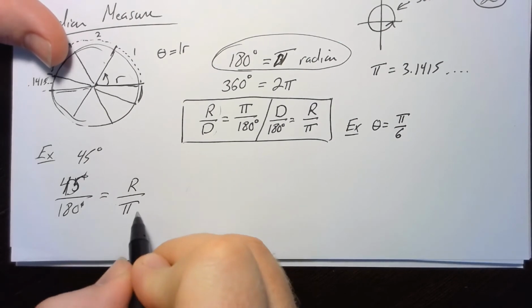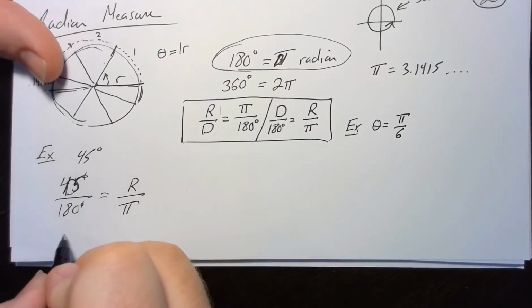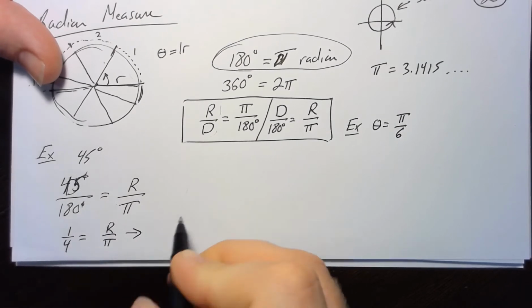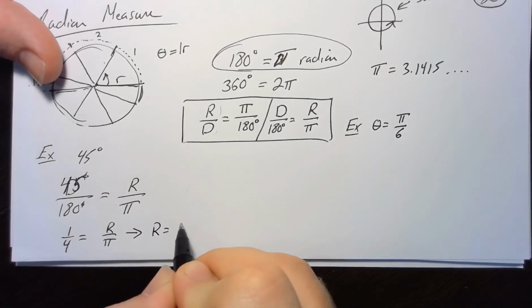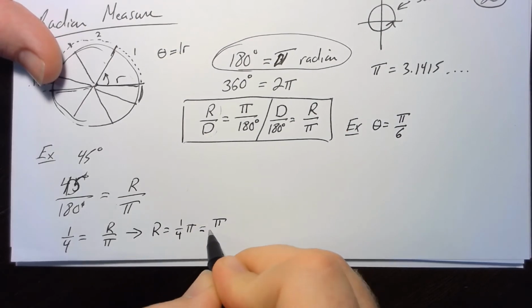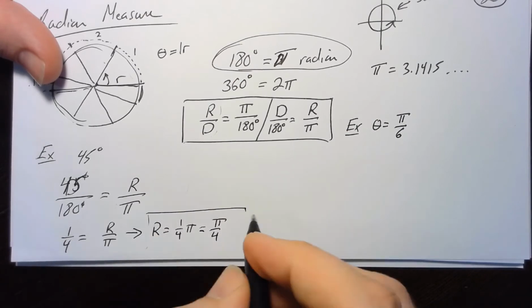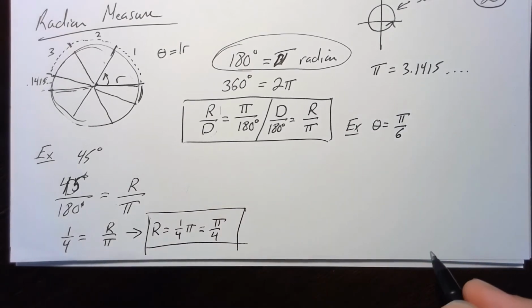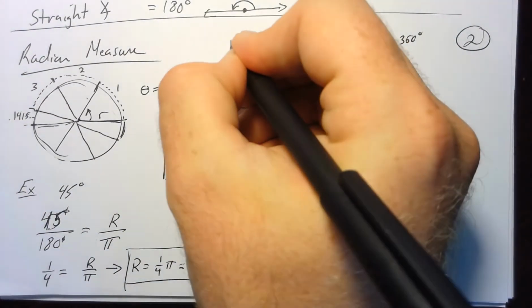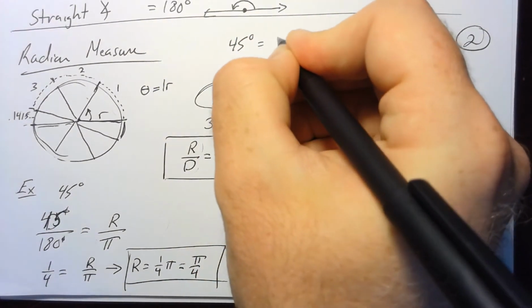And then I'm going to multiply by pi to move it over to the other side. So I have 1/4 equals r over pi, and if I multiply both sides by pi, r is going to be equal to 1/4 times pi, or, as most mathematicians work with, pi over 4. So this is one of the more prominent values we're going to have to remember, is that 45 degrees is the same thing as pi over 4 radians.